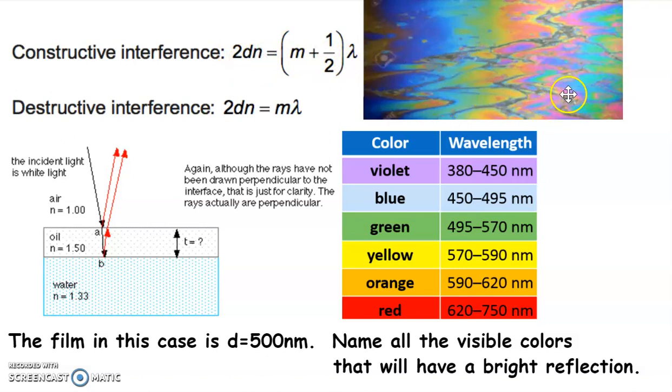And some of these colors you see are pink and things. Those are mixed colors. Those are more than one wavelength that your eye is interpreting. So more than one color is coming out. In any case, let's see what happens here.